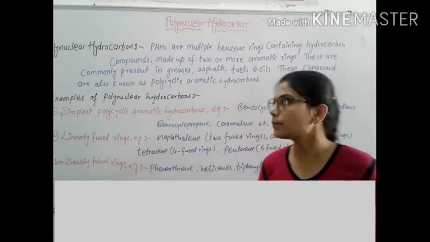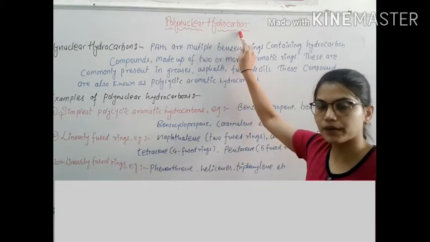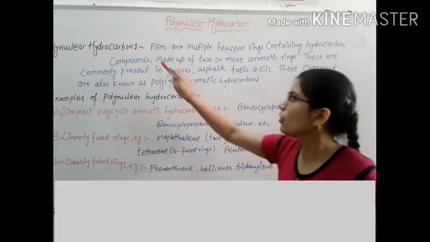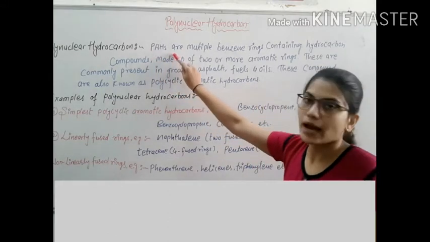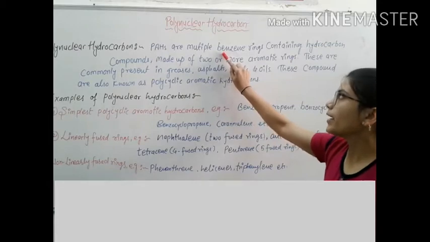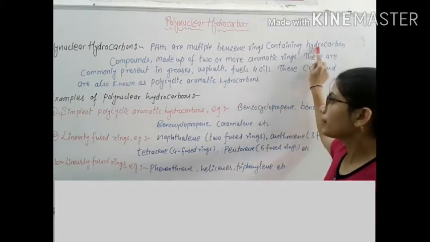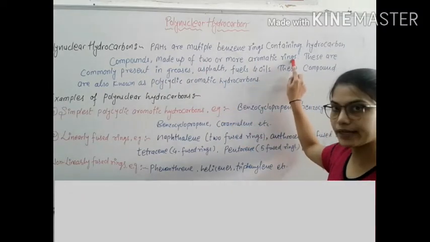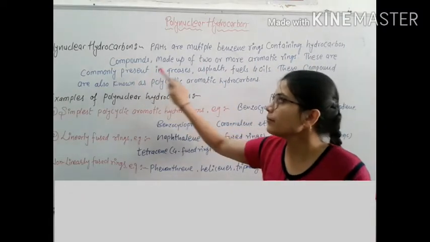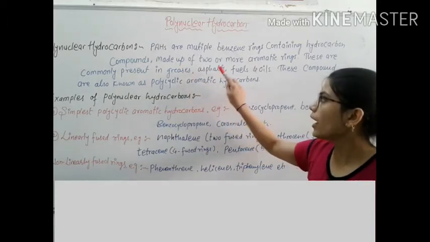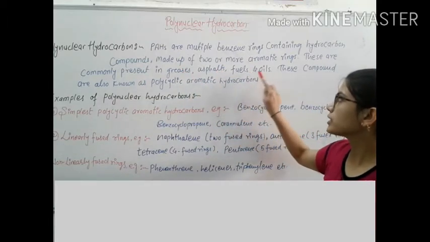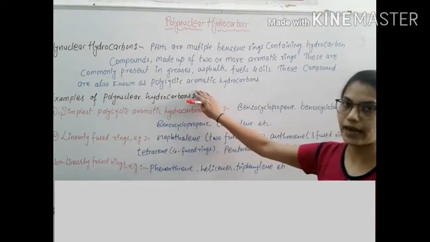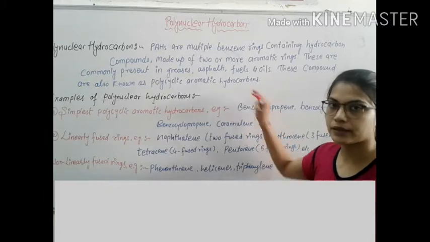Today we discuss polynuclear hydrocarbons. Now discuss what is polynuclear hydrocarbon. Polycyclic aromatic hydrocarbons are multiple benzene ring containing hydrocarbon compounds made up of two or more aromatic rings. These are commonly present in greaseproof and asphalt fuels and oil. These compounds are also known as polycyclic aromatic hydrocarbons.